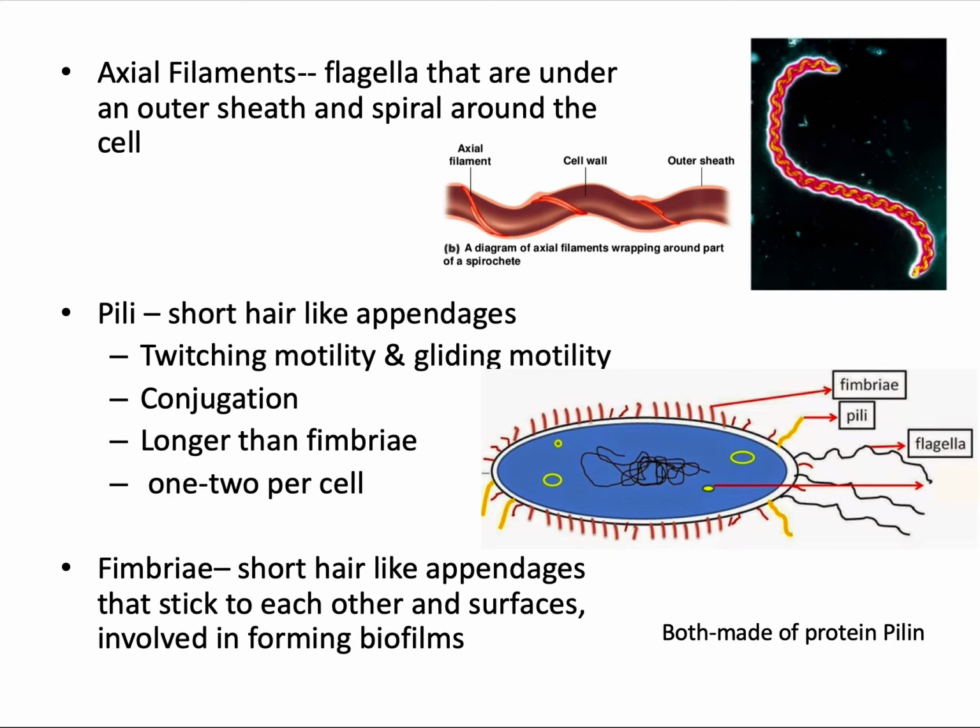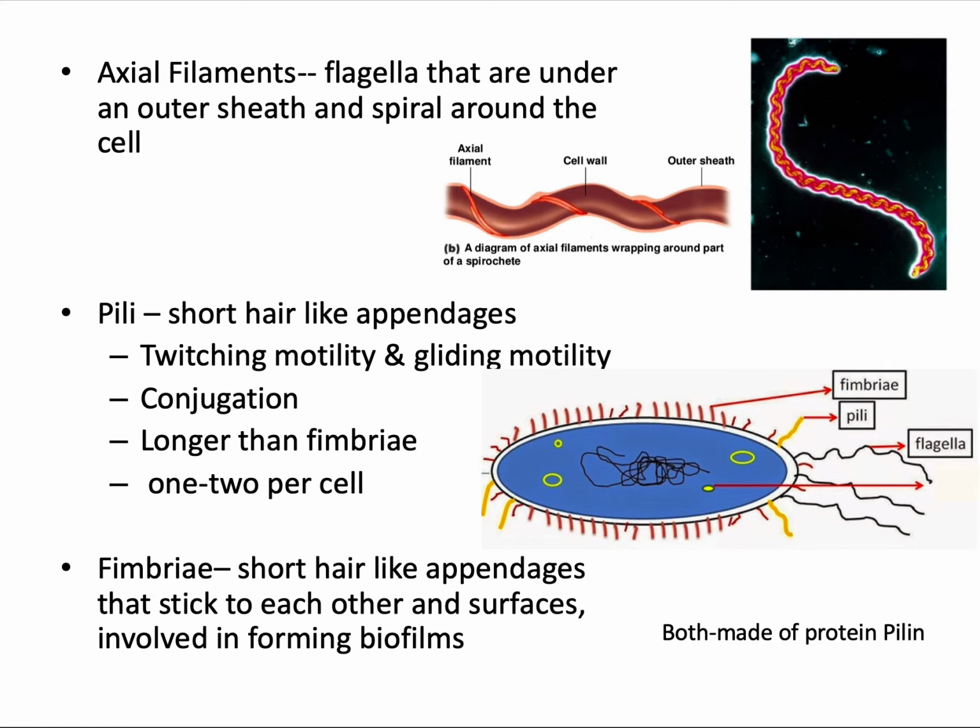Prokaryotic cells also have filaments. They have these structures that are found on them, and for instance, we have what we call axial filaments. These are flagella that are under an outer sheath, and they spiral around the cell, and we find these in the spirochete bacteria. So this is an example of an axial filament. And so you have these structures that are running around the bacteria.